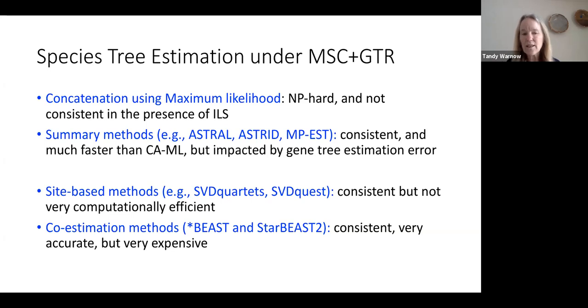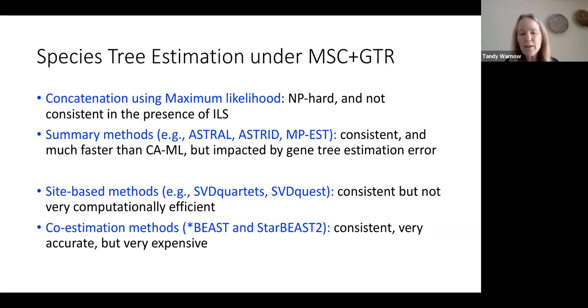It's like a concatenation analysis, but it's not a standard concatenation analysis. You're basically looking at the site patterns in the combined alignment and using that to directly get the tree under the MSC plus GTR model. And the most well-known of these methods is SVDquartets. It computes quartet trees and then you combine the quartet trees. It's very computationally intensive when you have large numbers of species.